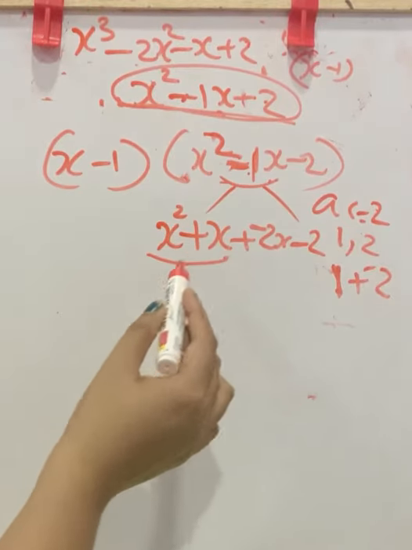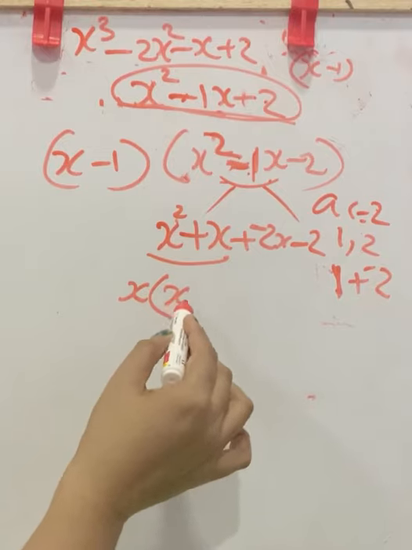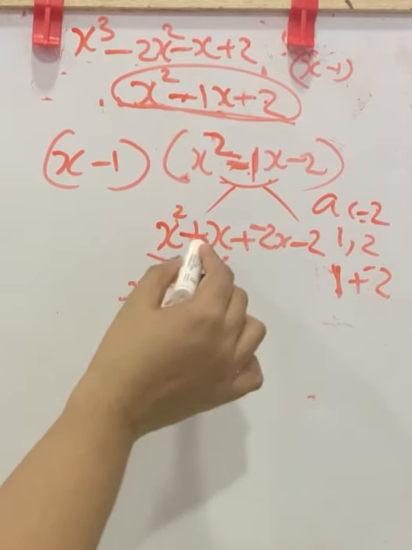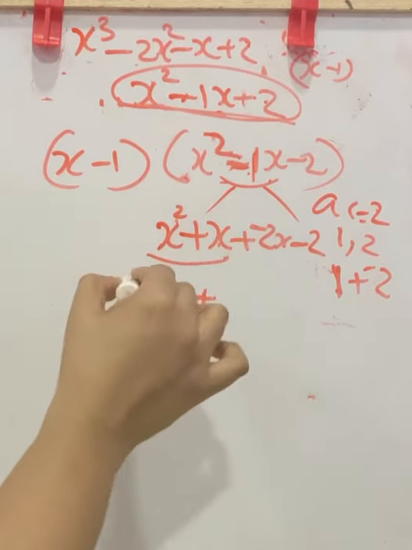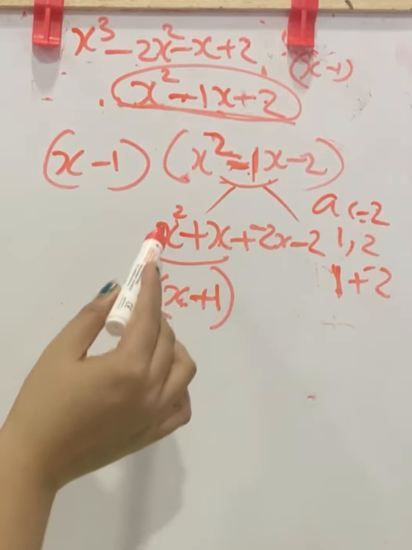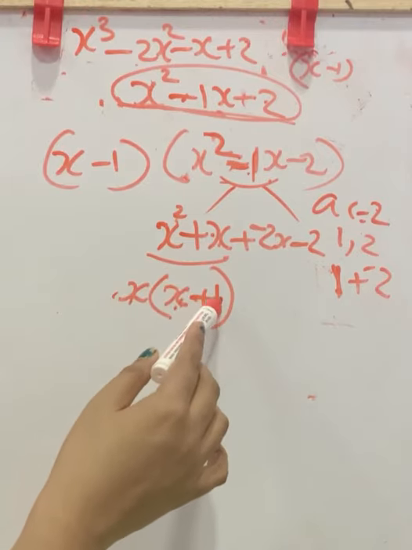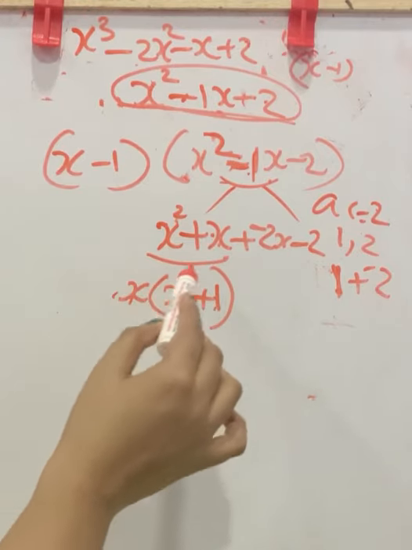Now from the first two terms, we will take x as a common factor. Here 1x will be left. Plus from x is taken. So here will be 1. That is x into x is x square. X into 1 is x. Always distribute this bracket. Then you will get the first two terms here.